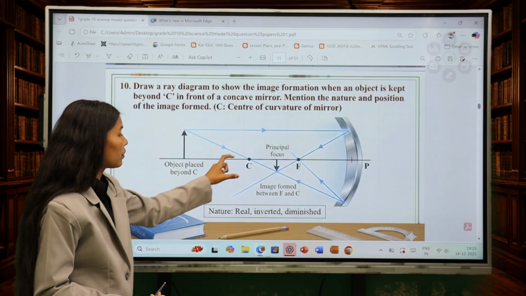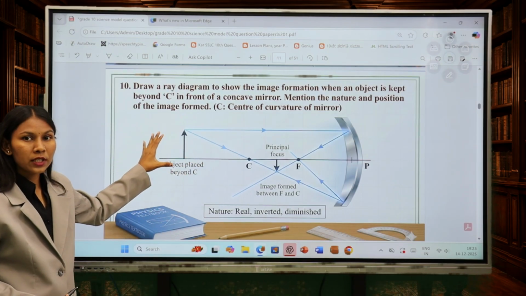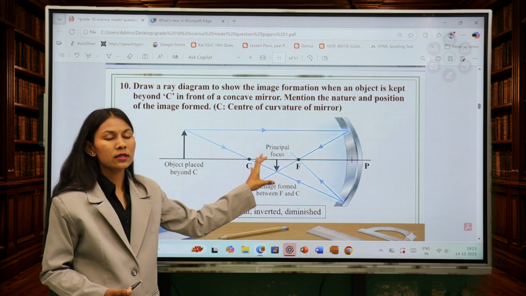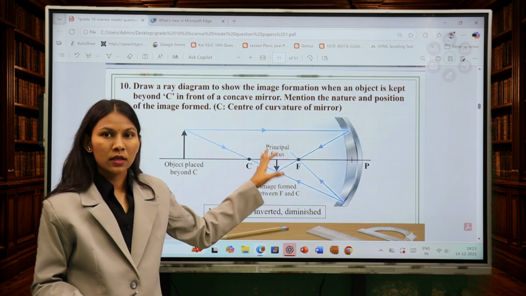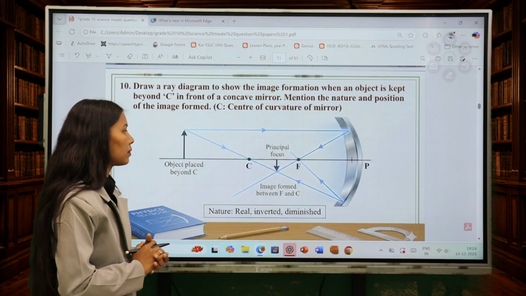Again, it is diminished in size. As you can see here, the object is bigger in size as compared to the image formed. So that is why it is diminished in size. Understood, children? Yes. Let's go to the next question.